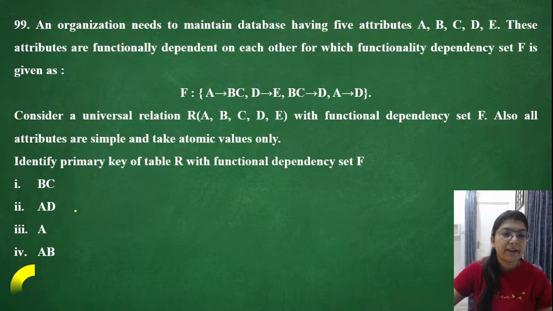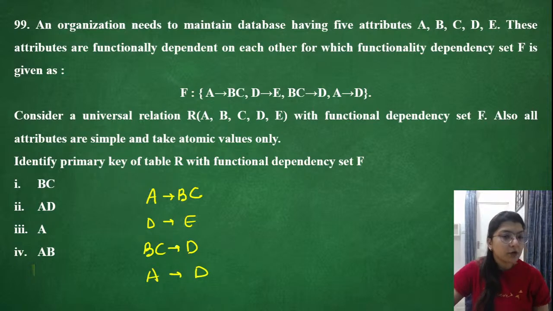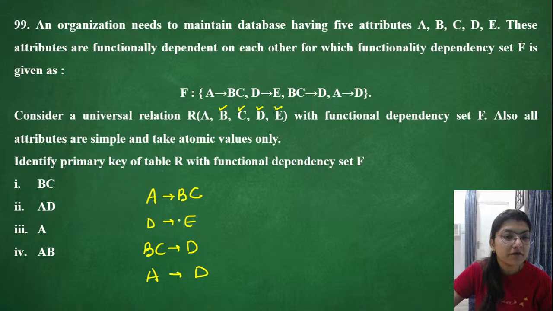So what I have told you is, we'll simply write these functional dependencies. A determines BC, D determines E, BC determines D, and A determines D. Now what we will do, we will look at the right hand side of these functional dependencies. I have B with me, I have C with me, I have D, I have E. I don't have A with me on the right hand side of any of the functional dependencies.